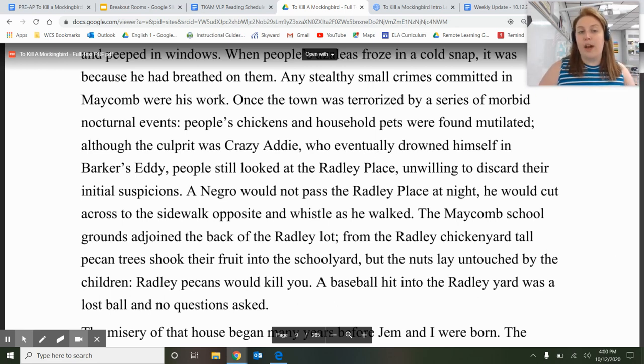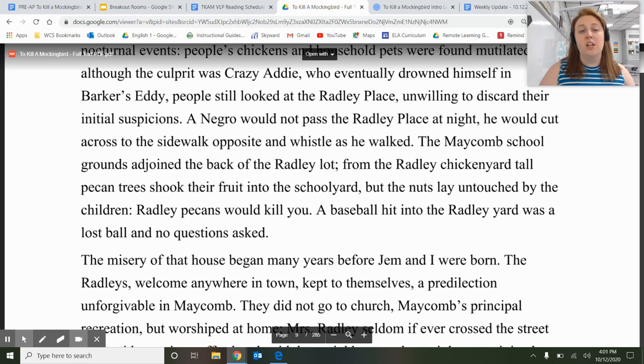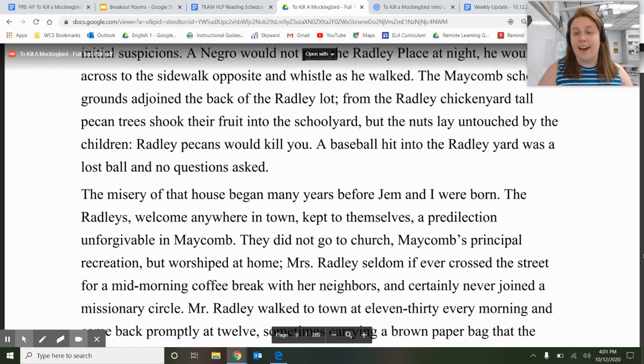The Maycomb School grounds adjoins the back of the Radley lot. From the Radley chicken yard, tall pecan trees shook their fruit into the schoolyard, but the nuts lay untouched by the children. Radley pecans would kill you. A baseball hit into the Radley yard was a lost ball, no questions asked. The misery of that house began many years before Jim and I were born.